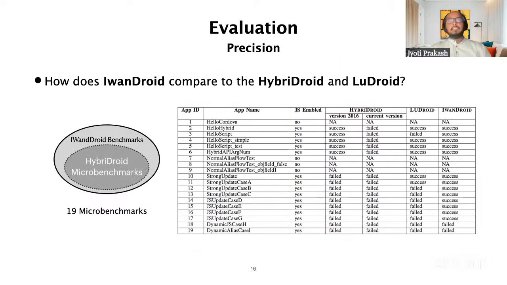So we analyzed this with 19 micro benchmarks, and it was able to analyze 15 applications with two false positives, which have been reported as failed. Four applications were not available. That means they do not contain any bridge communication, and they merely enable the JavaScript interface.